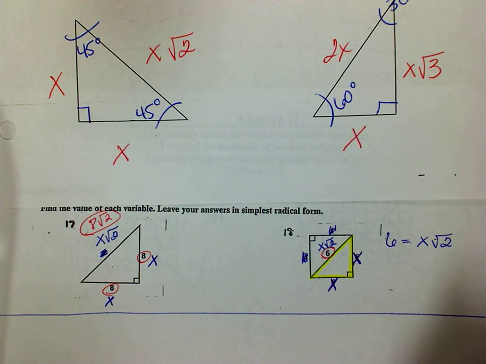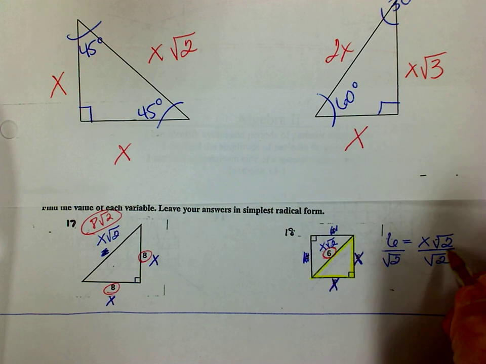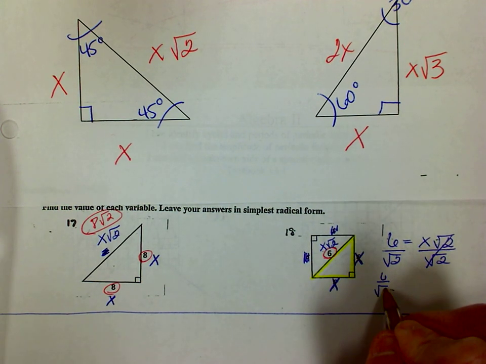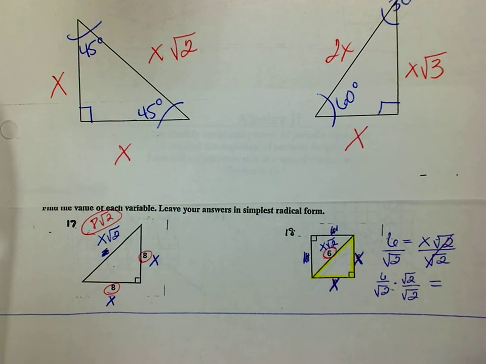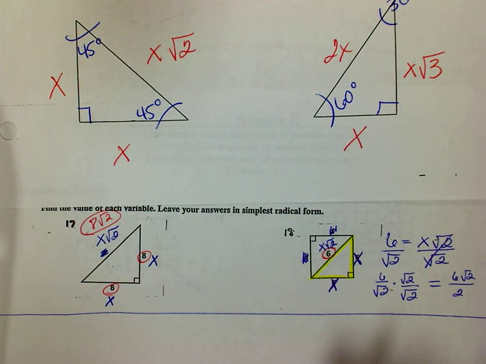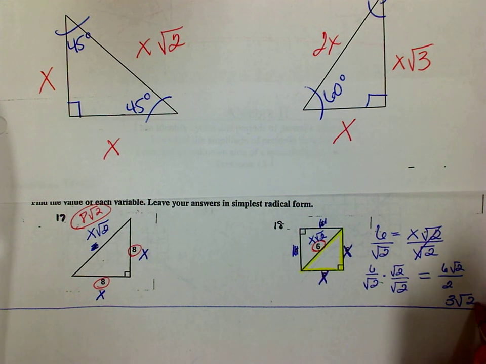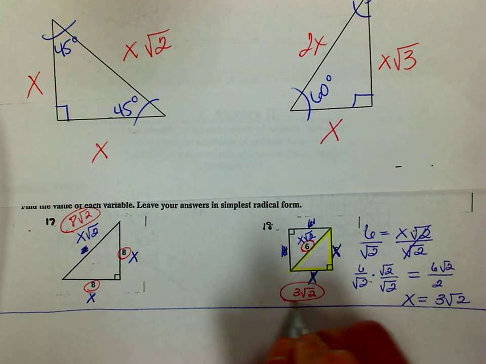To do that, I need to divide by the square root of 2. But if you recall, you cannot have a radical in the denominator. So what you're going to have to do is rationalize the denominator. If you multiply across, you get 6 root of 2, and then that's going to be 2 on the bottom, because that's the square root of 4, which is 2. And then you can reduce the 6 over 2, which is 3. Okay, so this is what x is equal to, which means both of these sides are 3 square root of 2.